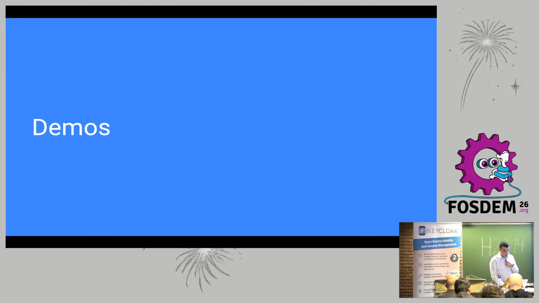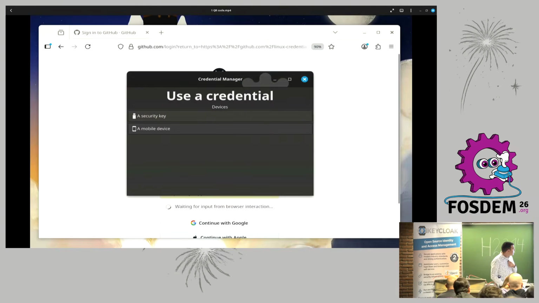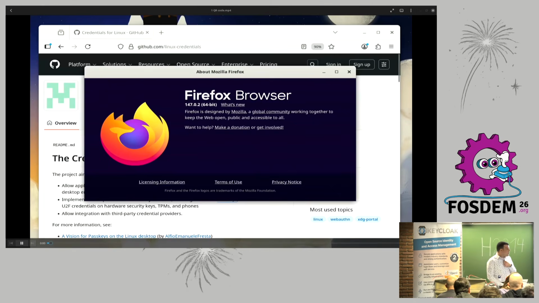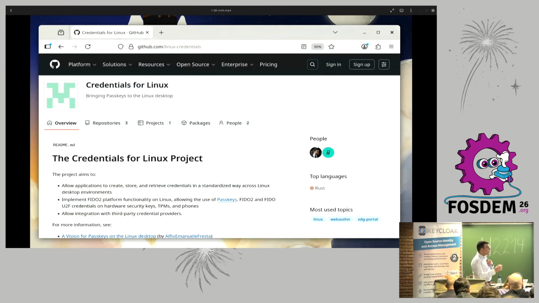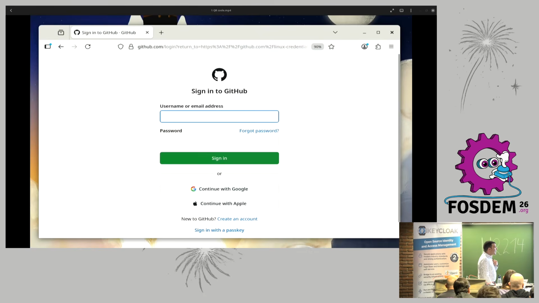Do I have a demo now? Hopefully that works. I'll show first the QR code flow. So this is one of the latest Firefox builds, although it's not the latest Credentials D build, so the UI has changed slightly. So what I'm going to try and do is just sign in to GitHub.